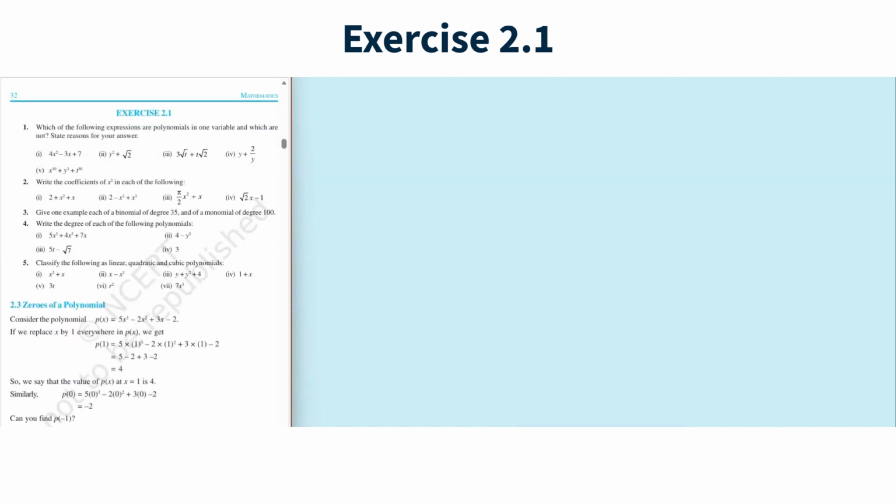Let's get started with exercise 2.1. The very first question: which of the following expressions are polynomials in one variable? It has to be a polynomial, and the polynomial should have only one variable used. And which are not, state your reasons for it.